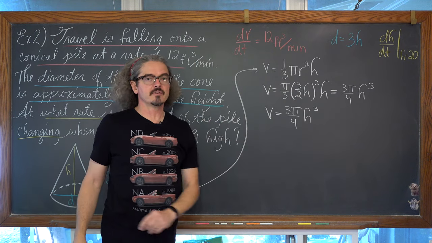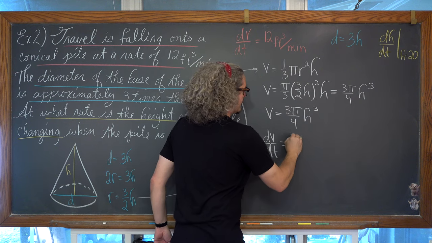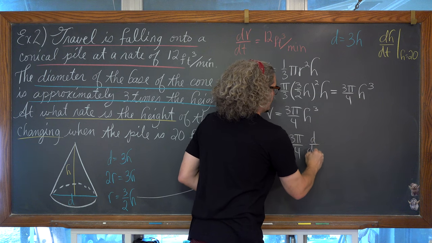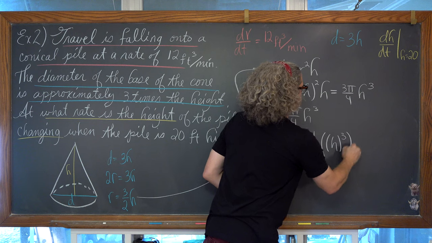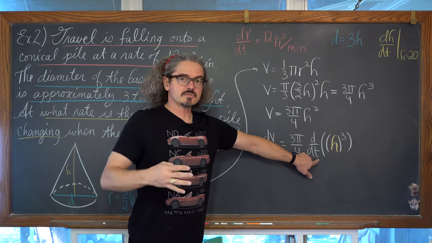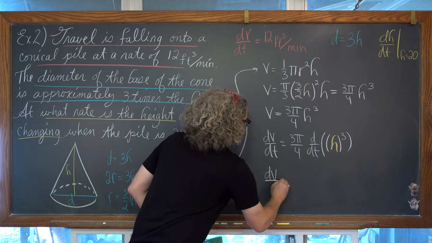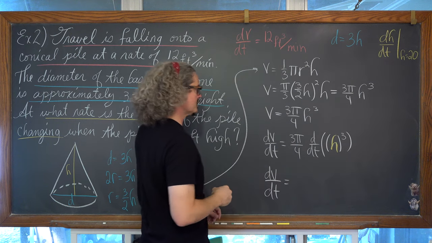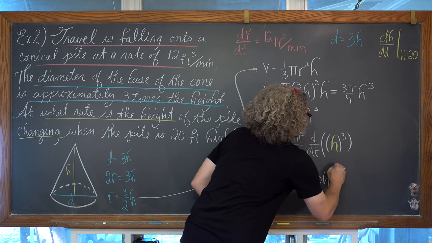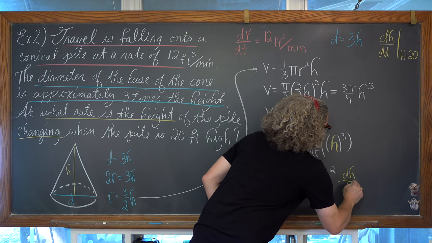Now we can go ahead and take the derivative once again, and the derivative on the left-hand side is going to give us dV over dt. We're going to let that 3 pi over 4 sit out front, that constant coefficient, and take the derivative with respect to t of h cubed. And again, the variable inside the power of 3 is not the same variable that we're taking the derivative with respect to. So again, that chain rule. dV dt is equal to 3 pi over 4. Bring the power of 3 down on the h, so times 3h, reduce that power by 1, so 3h squared, and then finish that chain rule, that times dh over dt.